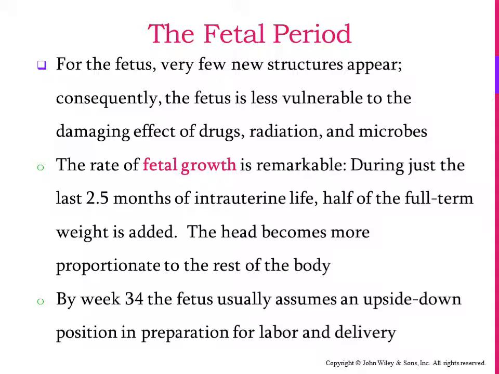By the 34th week, towards the end of the pregnancy, the fetus has all the organs in place. The infant will assume an upside down position in preparation for labor and delivery. The lungs are almost completely mature and producing enough surfactant to support normal respirations and opening of the lungs on their own.